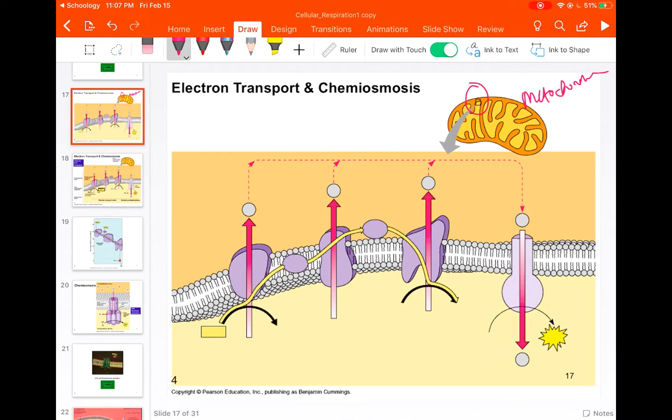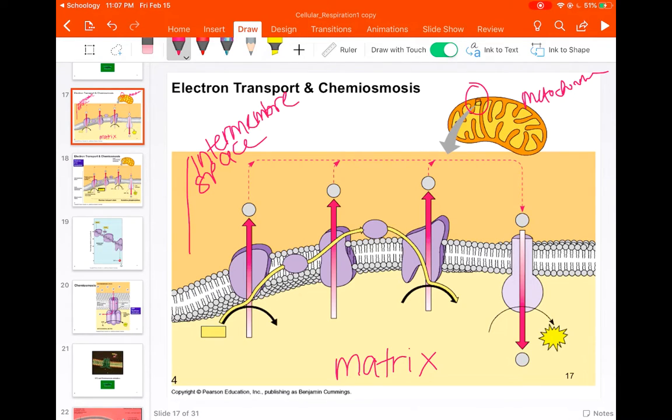Notice that the dark orange color corresponds with the top of the graphic, and the light yellow color corresponds to the bottom of the graphic. This light yellow color is called the matrix, and this is the mitochondrial matrix. The dark orange color right here is the intermembrane space. This is super important because we're going to talk about a concentration gradient in just a second. So know the difference between the matrix and the intermembrane space.